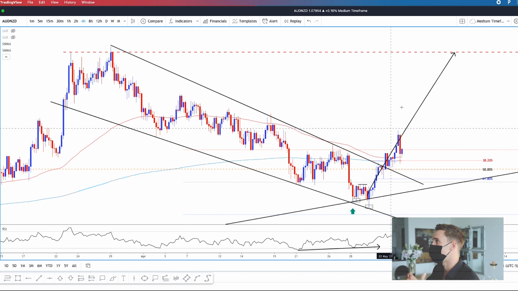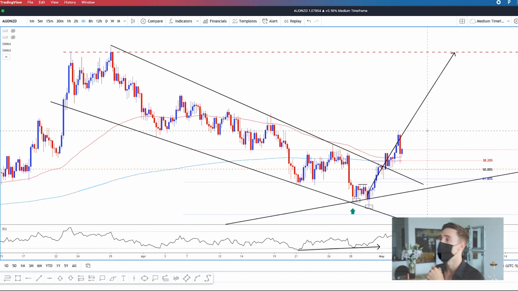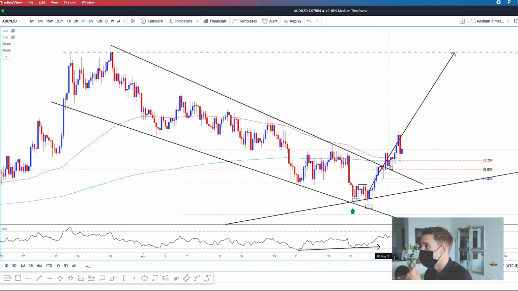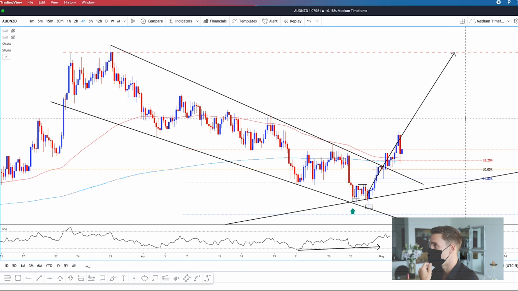So I'm still expecting price to go up to 1.0938, and I'm actually looking for an entry, so I'm looking for price to come back towards these fib levels, towards interesting levels, in order to find buying opportunities.